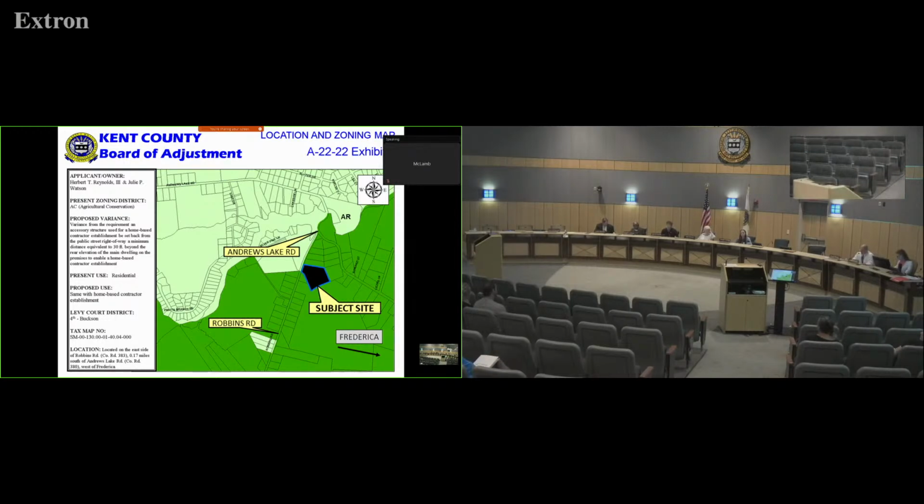Mr. Reynolds and Ms. Watson are seeking a variance from the requirement that an accessory structure used for a home-based contractor establishment be set back from the public street right-of-way a minimum distance equivalent to 30 feet beyond the rear elevation of the main dwelling on the premises to enable a home-based contractor establishment. This property is located on the east side of Robbins Road, approximately 0.17 miles south of Andrews Lake Road, west of Frederica, Levy Court District 4th. The zoning district is AC.